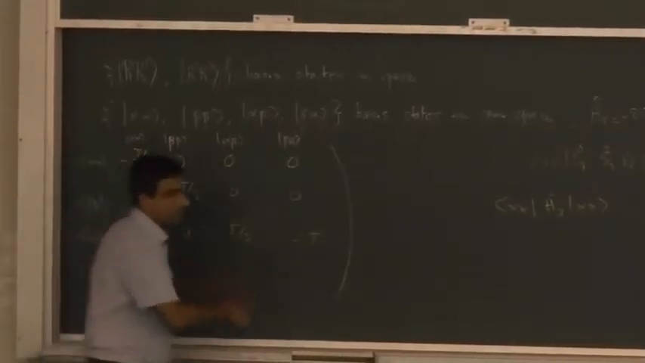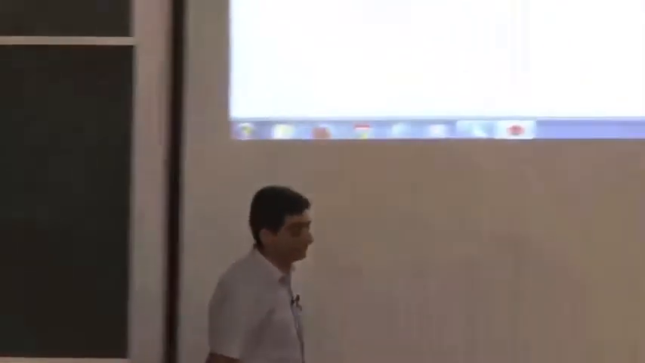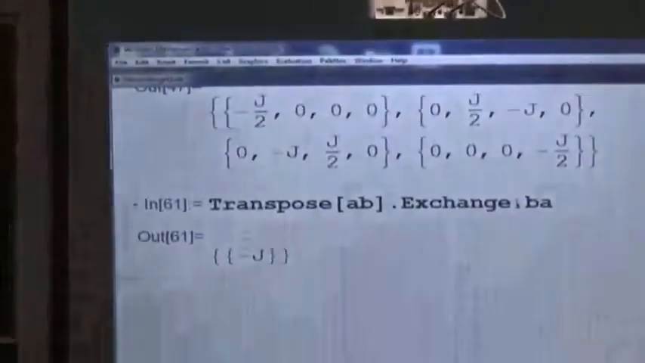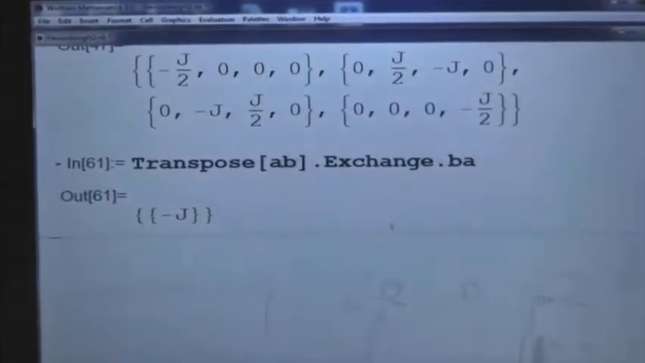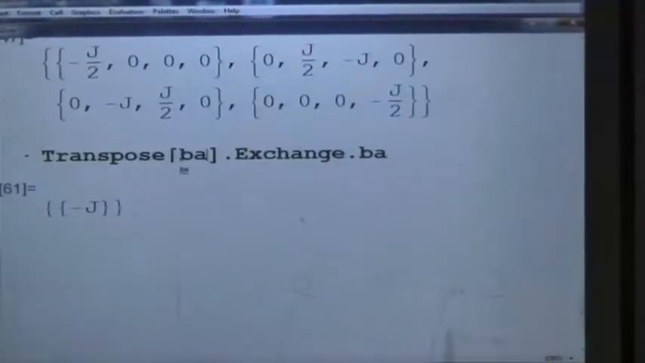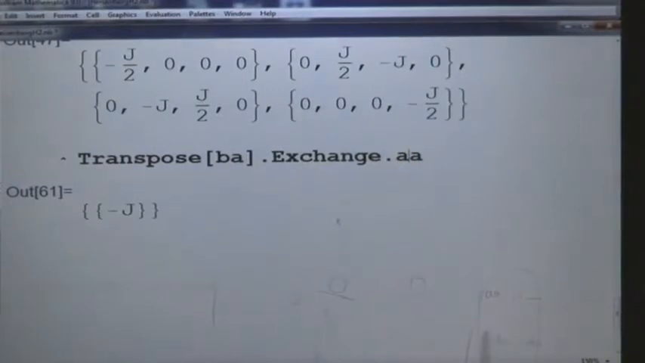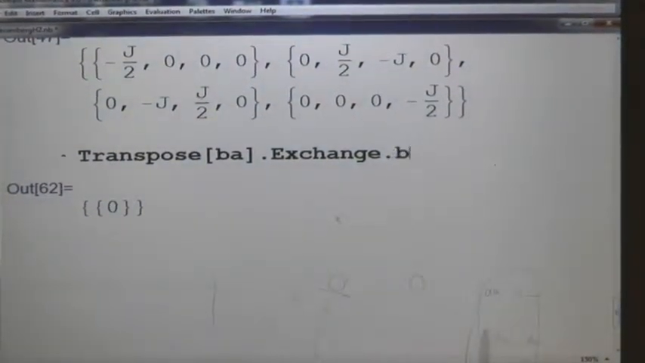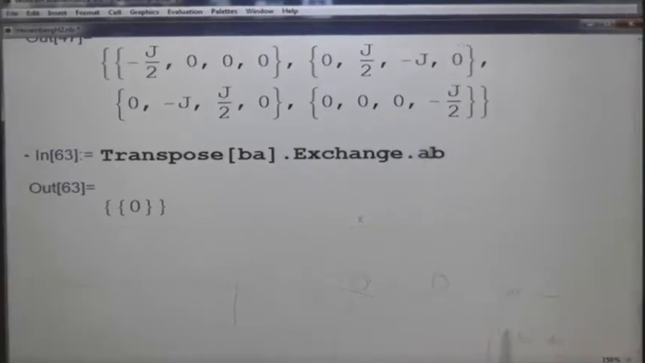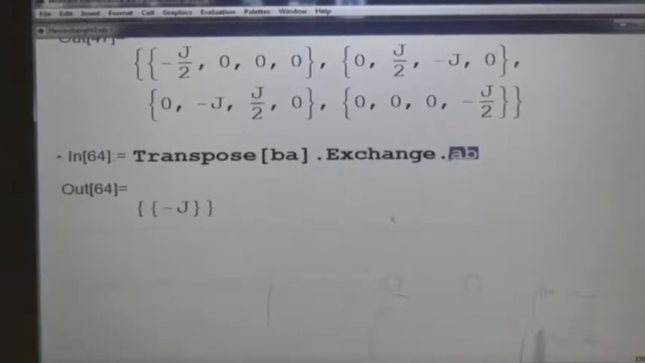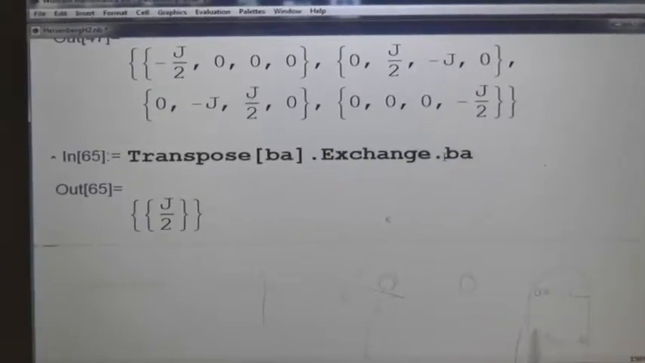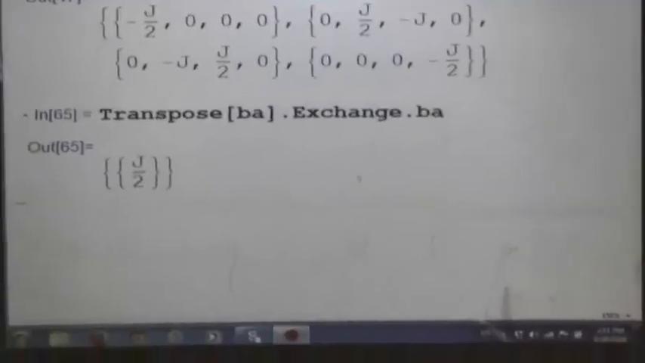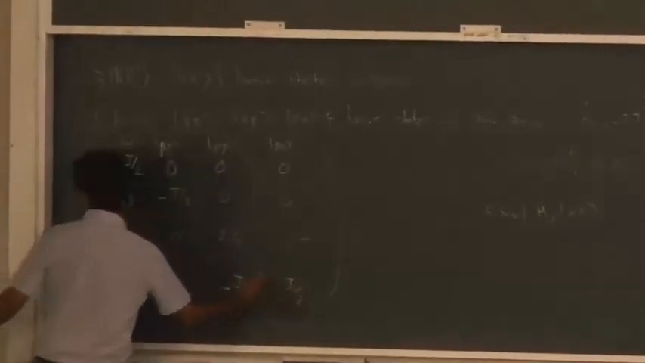Let's do the last row. For the last row I have BA. So I do it successively. AA 0, BB 0, AB minus J, BA J by 2. So 0, 0, minus J and J by 2.